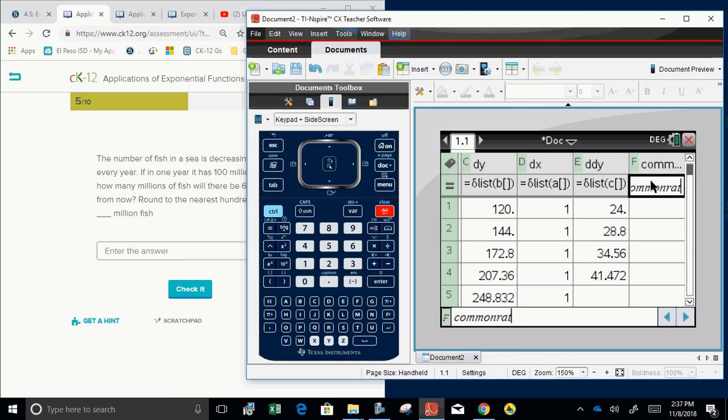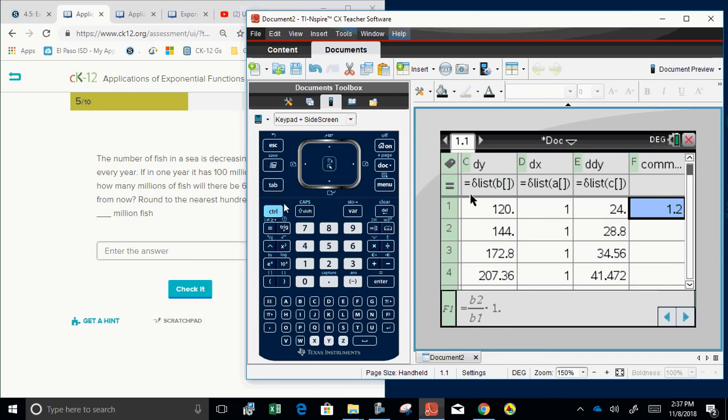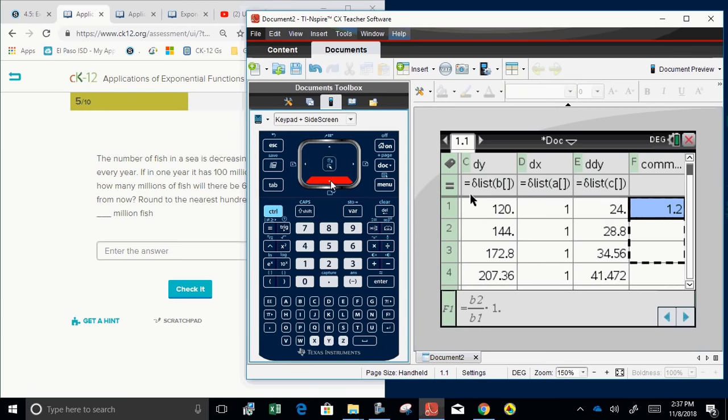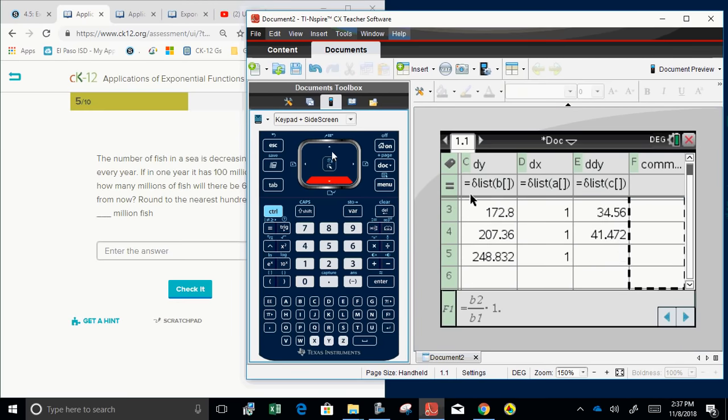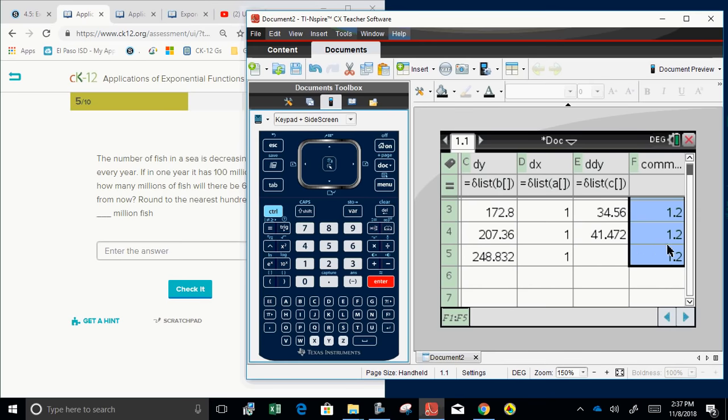And then the common ratio: don't put anything here because we do this recursively. If it's exponential, it would equal B2 divided by B1 times 1.0 to get into decimal. Then click on it, Control click, and fill it. And you would end up with the common ratio of 1.2.